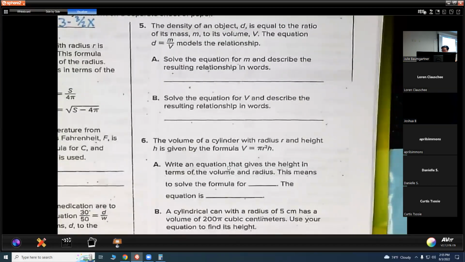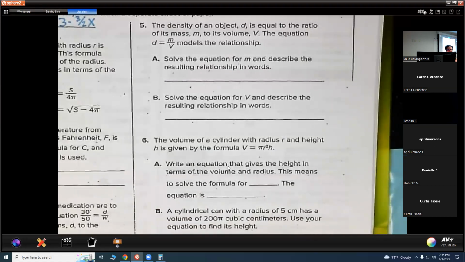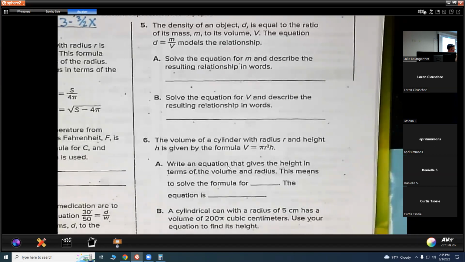Okay. Famous science example. The density of an object is equal to the ratio of its mass to its volume. The equation density equals mass divided by volume models the relationship. So we need to solve the equation for M.